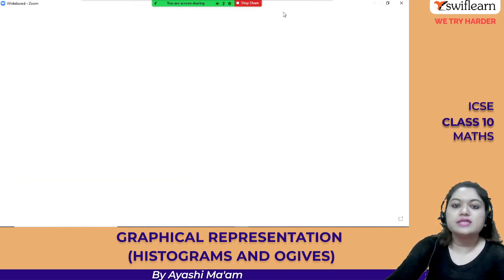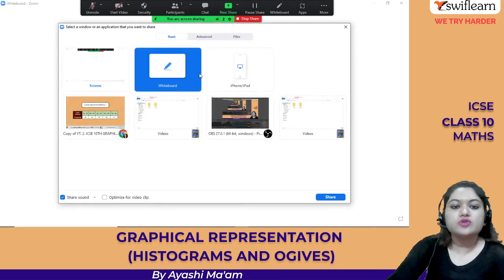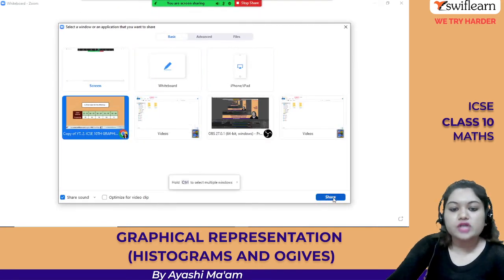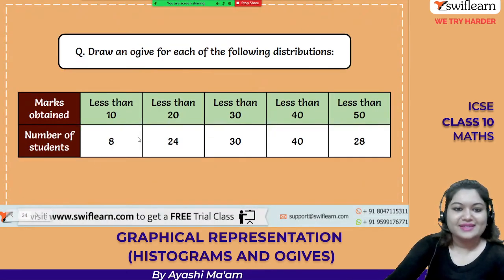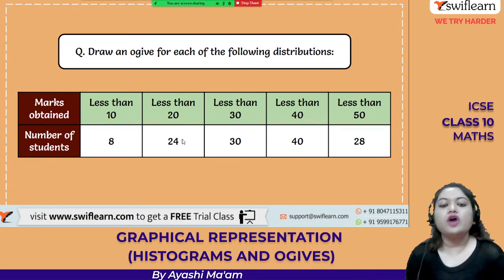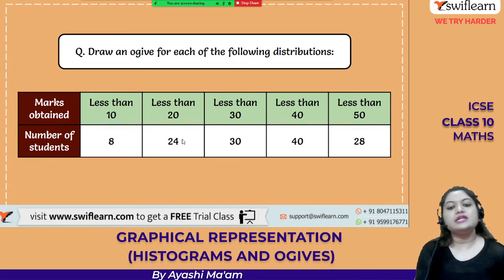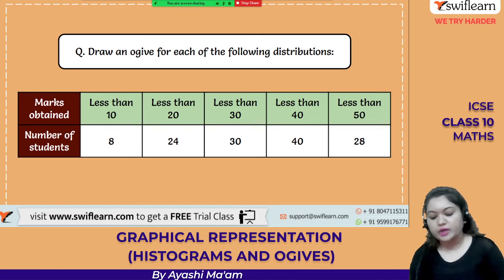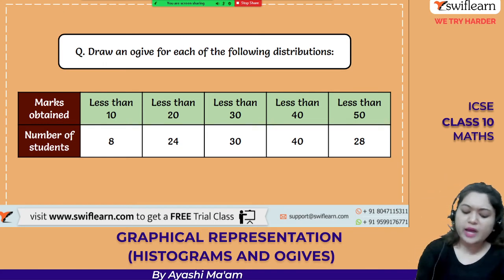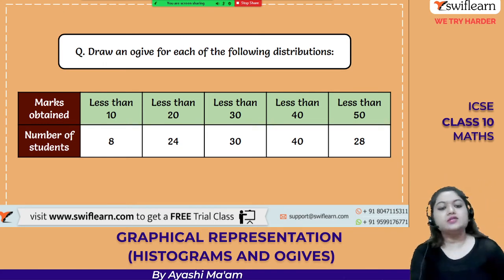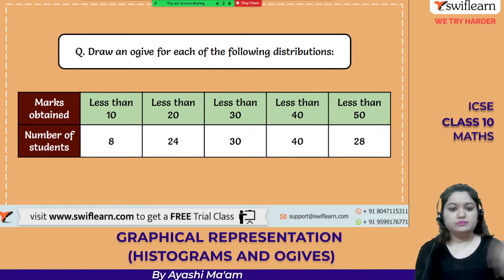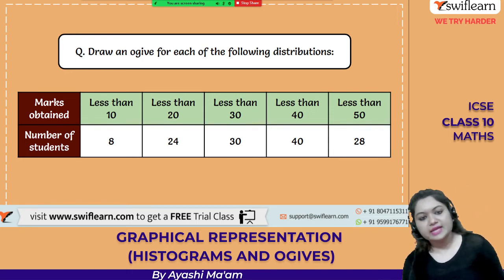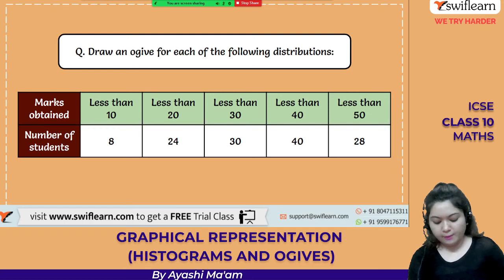All right, for the same problem, you can also try for the less than type ogive also. Draw an ogive for each of the following distributions: less than 10, less than 20, less than 30. You know how to do it, right? This one will be your homework, and it is already given to you. That means the upper limits are already given to you.